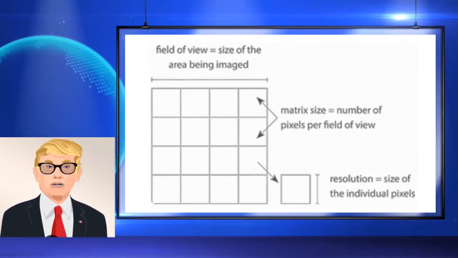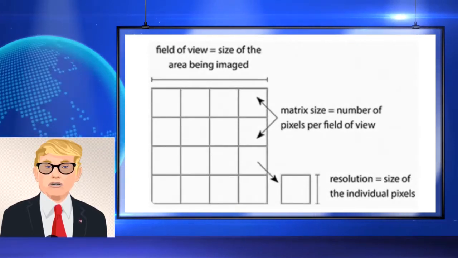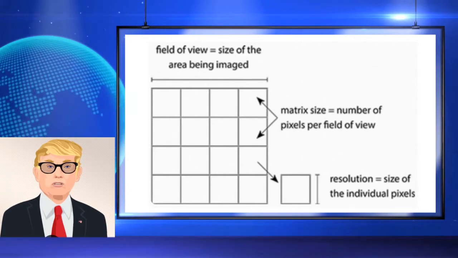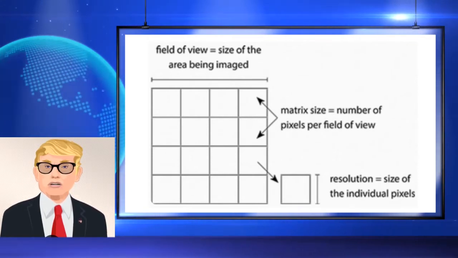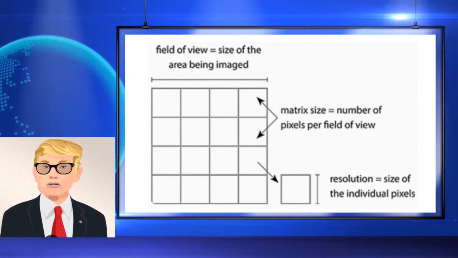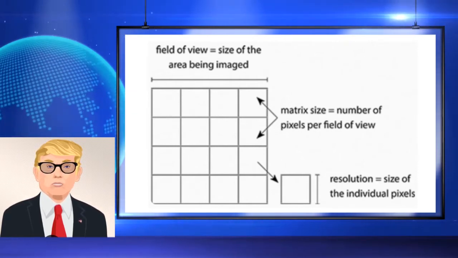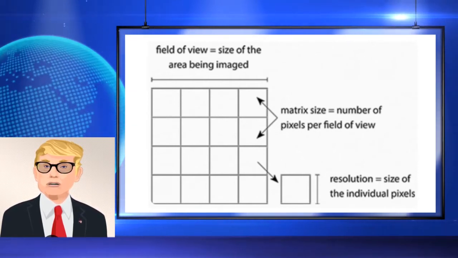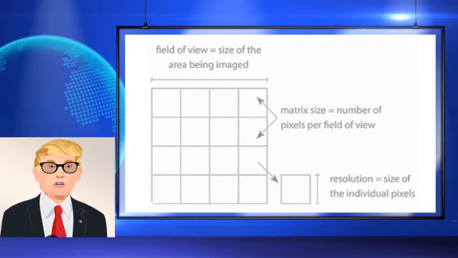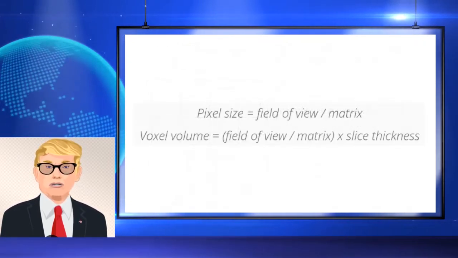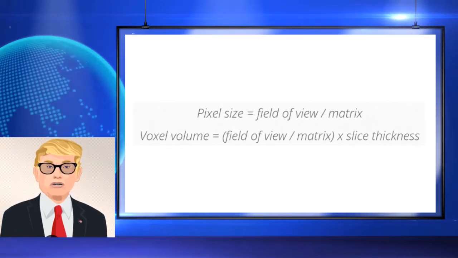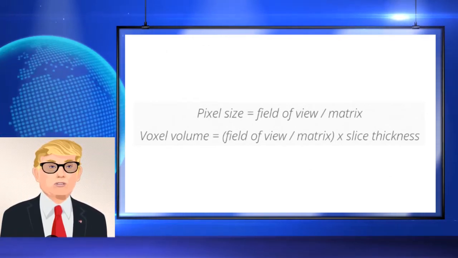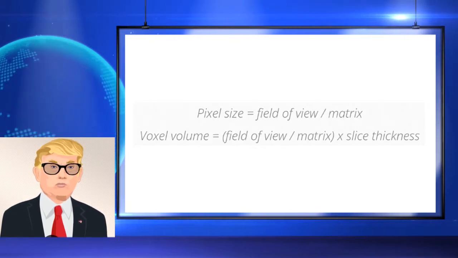Second part is resolution. The resolution is the size of the individual pixel, 2D, or voxel, 3D. The smaller the pixel or voxel, the greater the resolution. It is intimately related to the field of view, the matrix size, and the slice thickness, as shown in the equation. Pixel size equals field of view / matrix. And voxel volume equals field of view / matrix, x slice thickness.